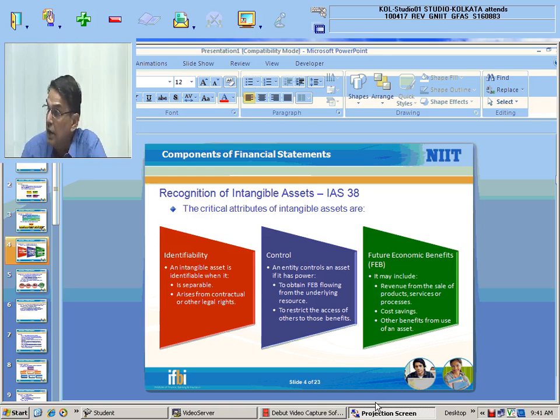So these are the critical attributes of an intangible asset. One is identifiability, which means it is separable and it arises from contractual or other legal rights. Second is control. The entity must control that asset. So it has the power to obtain the future economic benefits flowing from the underlying resource of the asset, and it can restrict the access of others to those benefits. If it has the power to obtain future economic benefits but cannot restrict the access of others to those benefits, then it does not have control over that asset.